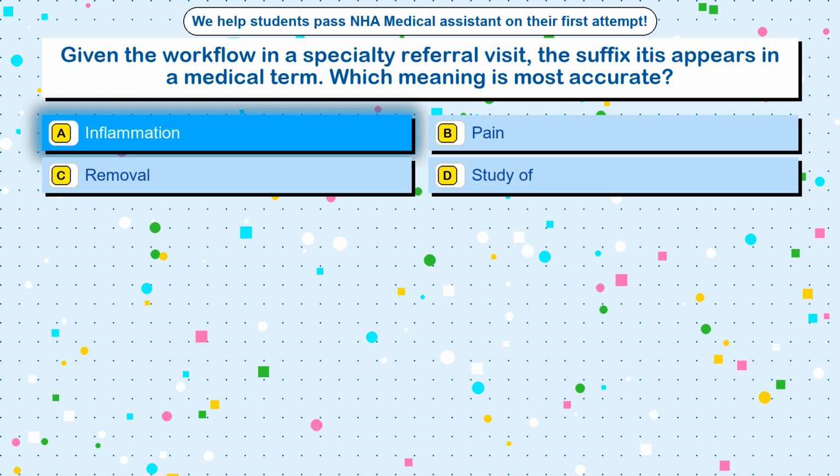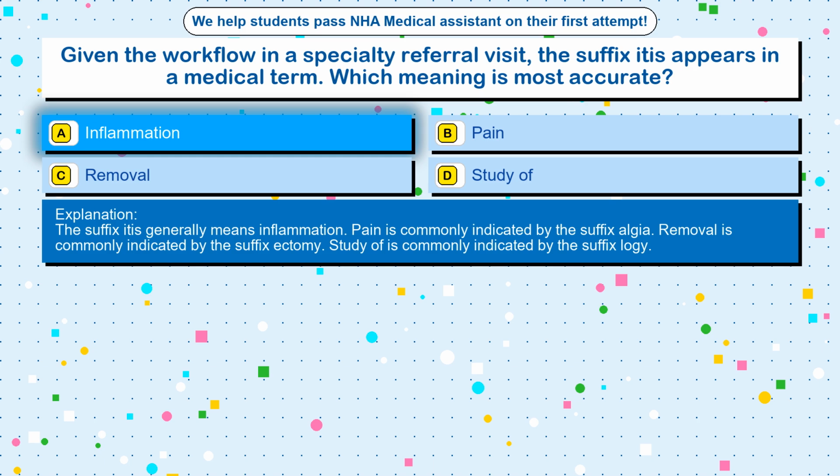Inflammation. The suffix itis generally means inflammation. Pain is commonly indicated by the suffix algia. Removal is commonly indicated by the suffix ectomy. Study of is commonly indicated by the suffix logy.